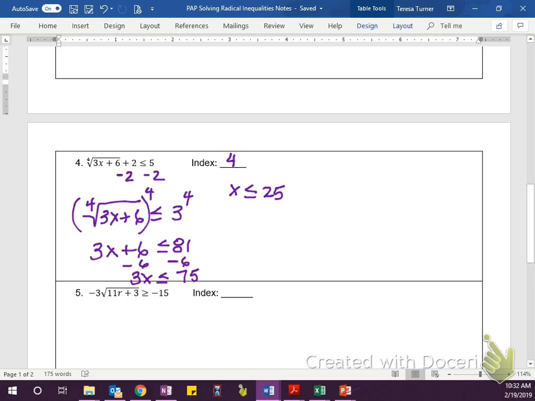And now, because it's even, we have to deal with the radicand. So 3x plus 6 has to be greater than or equal to 0. Subtract the 6. 3x is greater than or equal to negative 6. x is greater than or equal to negative 2.